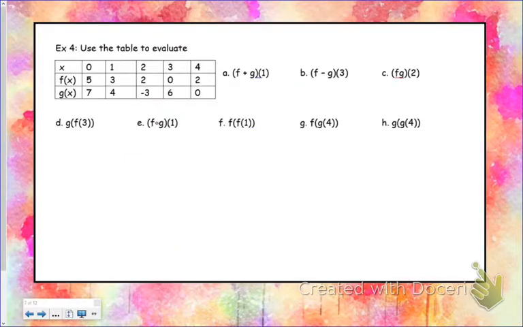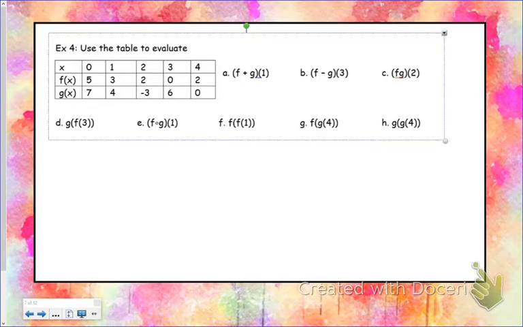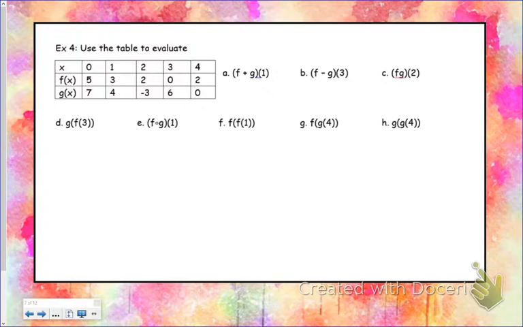All right, so now we're going to look at composition and operations just with some different methods. Okay, so now we're going to look at a table of values that's going to do a very similar process. So on A, f plus g of 1, that means that I'm going to do f of 1 plus g of 1. So I look at my little table. Okay, so I'm going to look at f of 1. So when x is 1, okay, then I can see that f would be 3 and g would be 4. So f plus g of 1 is 7.